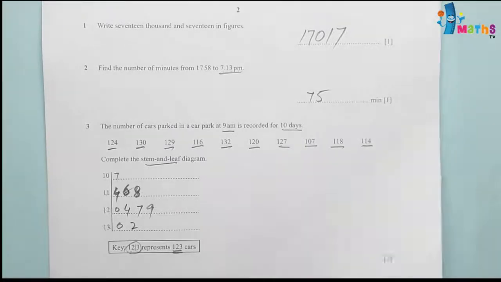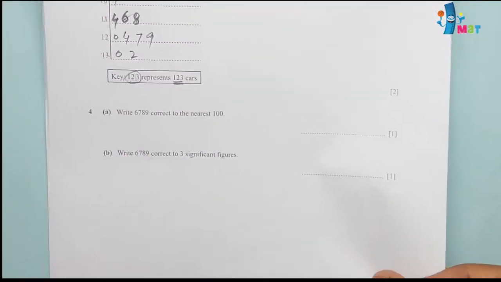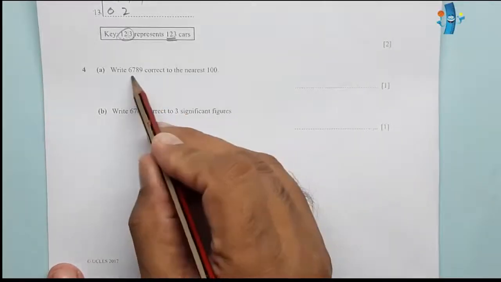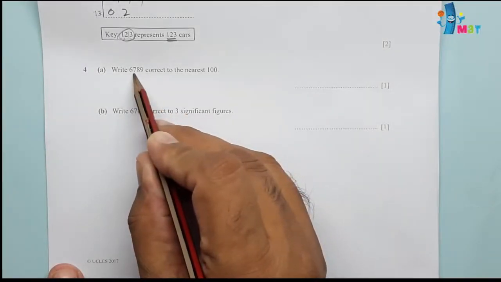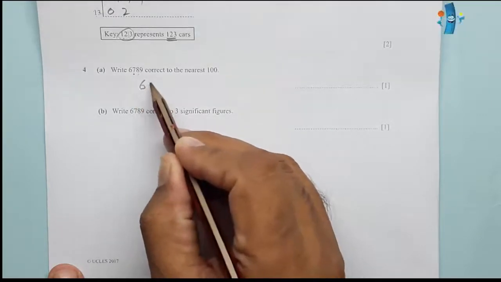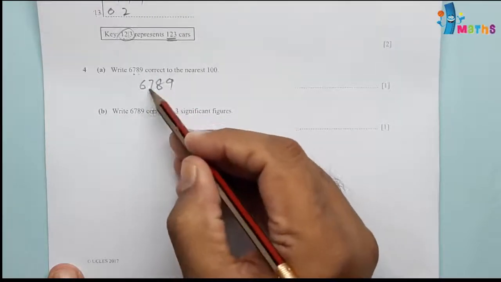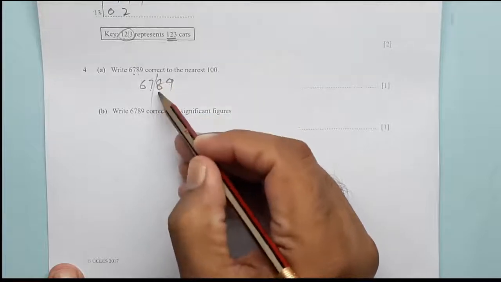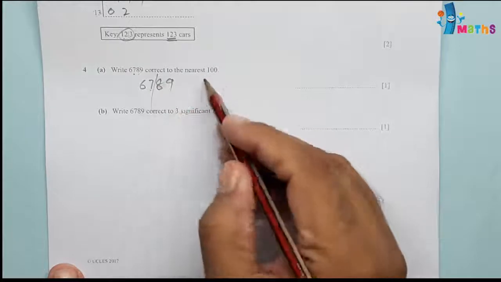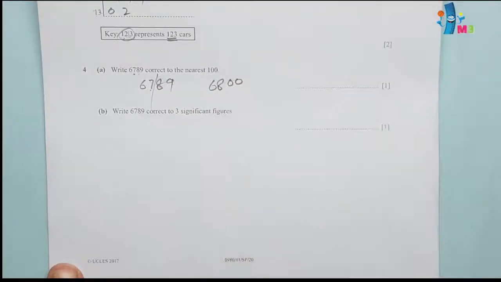Then for the next question, A part, we have to write 6789 correct to the nearest 100. So the 100s position is of 7. So we have to round it. I'm copying this number, and the 100s position is this. So we'll have to remove this. It means this will be 0, 0, and this is more than 5, so it will be 6800. This one will be the answer.